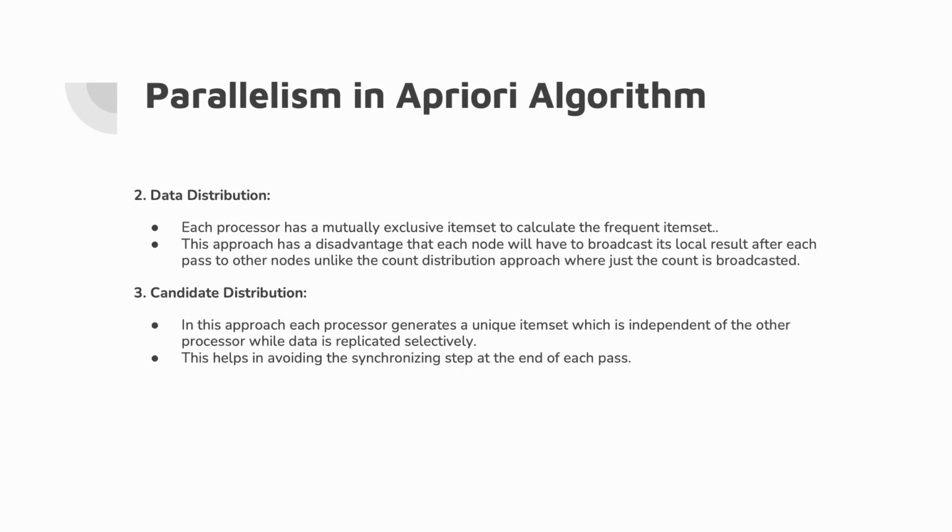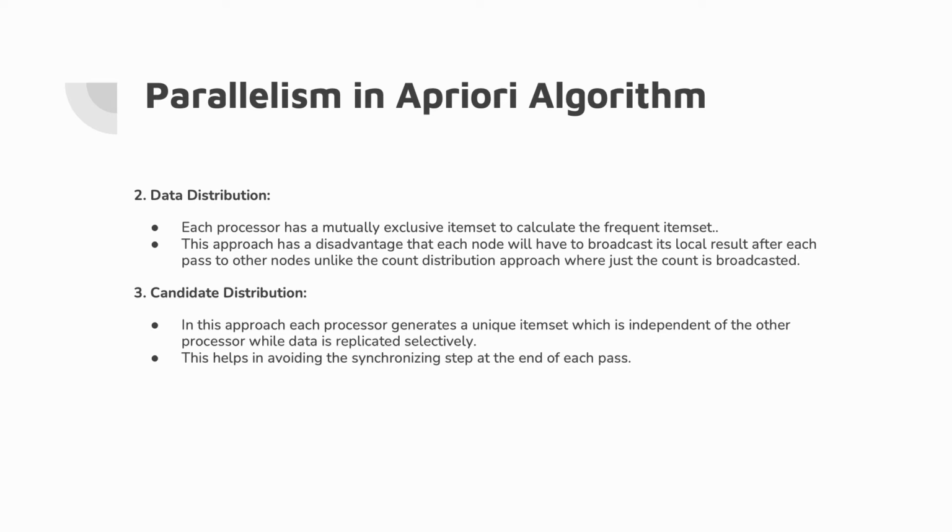So the second approach which we can use is data distribution. In data distribution, each processor has a mutually exclusive itemset to calculate the frequent itemsets. So the items in every processor will be mutually exclusive. This approach has a disadvantage that each node will have to broadcast its local result after each pass to other nodes, unlike the count distribution approach, where just the count is broadcast.